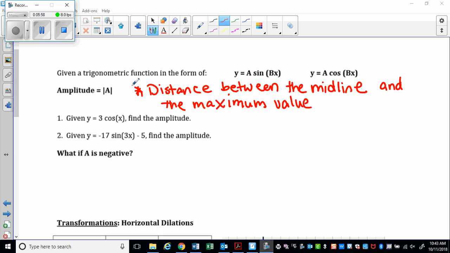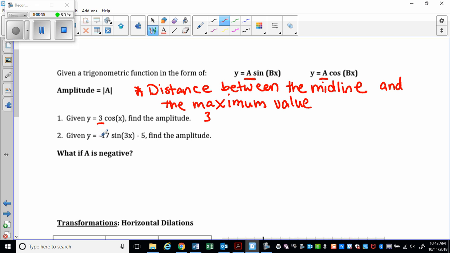So the amplitude, this is a definition, remember, is the distance between the midline and the maximum value. So the amplitude is going to be the number in front of our trig function, a sine of bx, a cosine of bx. So right here, y equals 3 cosine of x, our amplitude is the absolute value of whatever's in front. So the absolute value of 3 is going to be 3.